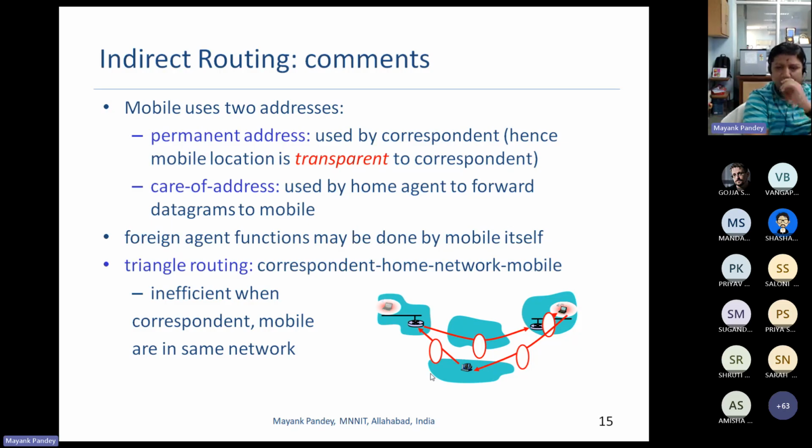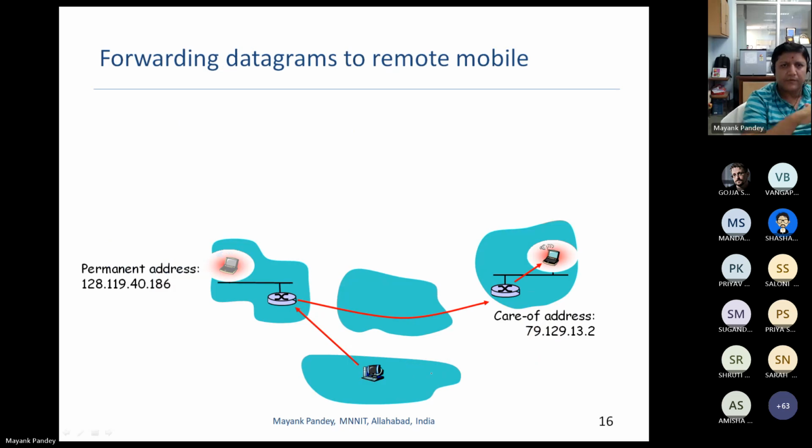There may be a situation of triangular routing when both the correspondent and mobile nodes are in the same network. We'll see that, don't worry. How the datagrams are forwarded, please be with me. That is important, how the datagrams would be forwarded. Suppose this is the situation. This is the permanent address of the mobile node.